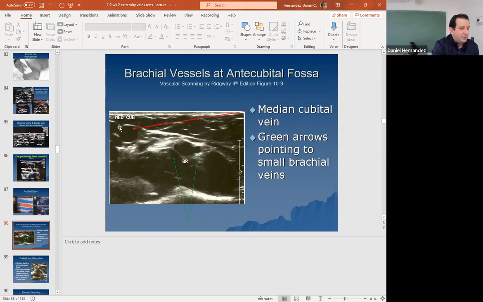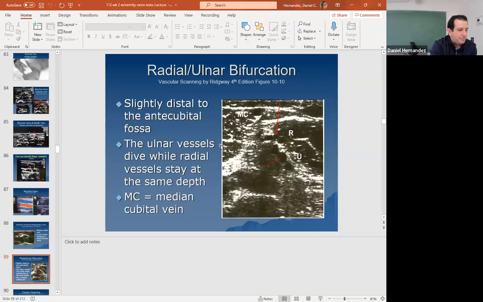Down at the antecubital fossa, you can actually visualize the median antecubital vein. This is again the brachial veins down near the antecubital fossa. The radial ulnar bifurcation is slightly distal, or further down from the antecubital fossa, so again, it's going to be in that proximal forearm. The ulnar vessels dive while the radial vessels stay at the same depth. This is the median antecubital vein up here.